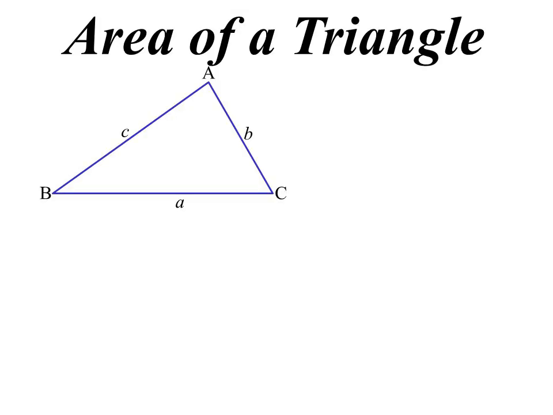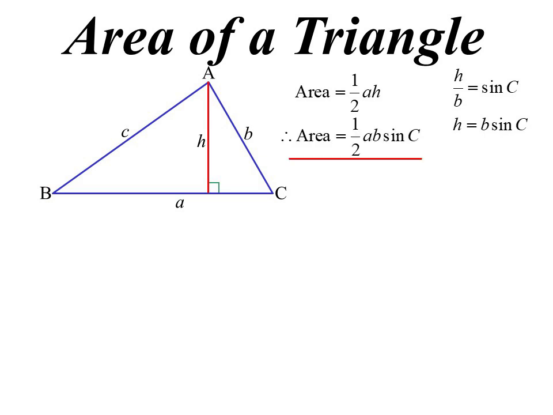How about area of a triangle then? Once again, let's drop that perpendicular down. Now we know the area of a triangle is half base times height. We know that. But again, let's play around with this a bit. So I could say h on b is sine c. So h is b sine c. And there's the area. So actually we don't need to know the perpendicular height. We could do it this way, half ab sine C.